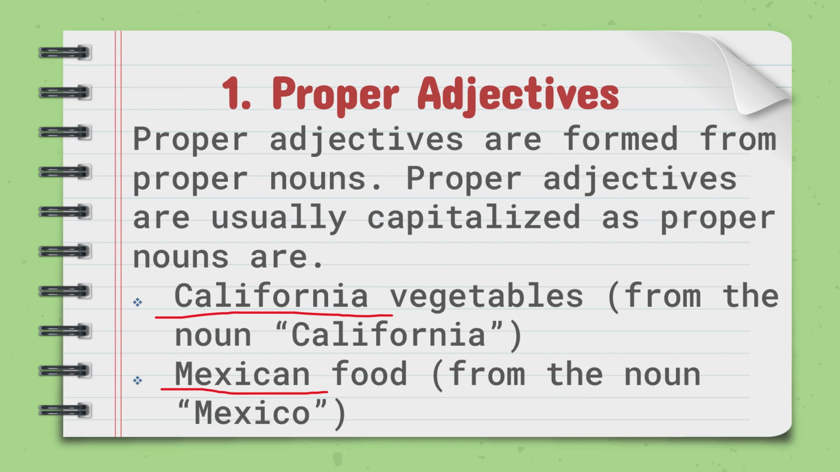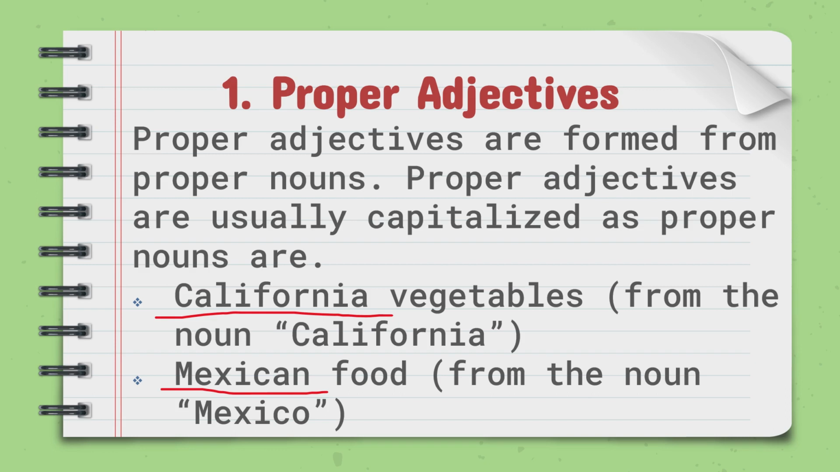है, and it has been formed, this adjective has been formed from a proper noun, that is California, the name of the city in America. Since this proper adjective, that is California, is also the name, it is a proper noun, it is the name of a city, so you always capitalize it. So California vegetables, vegetables are nouns, and what kind of vegetables? California vegetables, right?